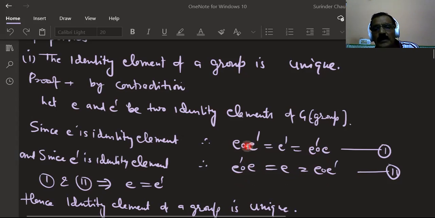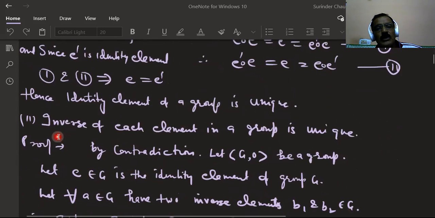This is equal to this and this is equal to this. e composition with e' is equal to e composition with e', and e' composition with e is equal to e' composition with e. This equal to this implies e' is equal to e. First and second imply e' equals e. We supposed that there are two identity elements, but we have proved that if the identity element in a group exists, it will always be unique.